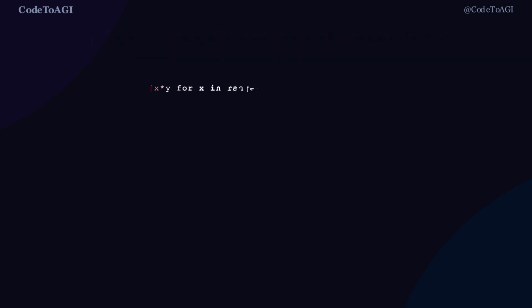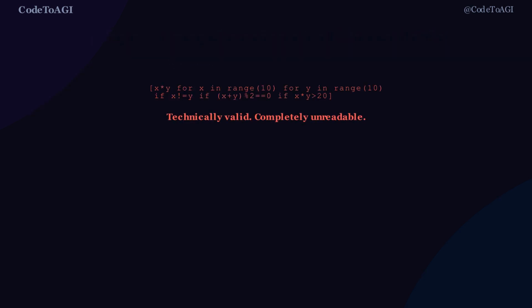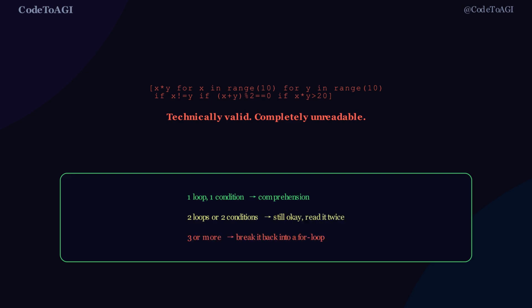Comprehensions are not always better. Watch what happens when you stack too much logic. 3 nested loops. 2 conditions. 1 line. Technically valid Python. Completely unreadable. Here's the limit that actually works in practice. 1 loop, 1 condition comprehension. 2 loops or 2 conditions, still okay. Read it twice. 3 or more, break it back into a real for loop. Readability always outranks cleverness.